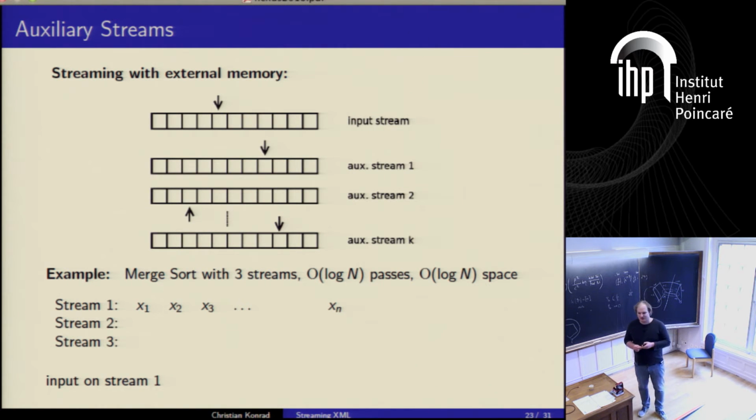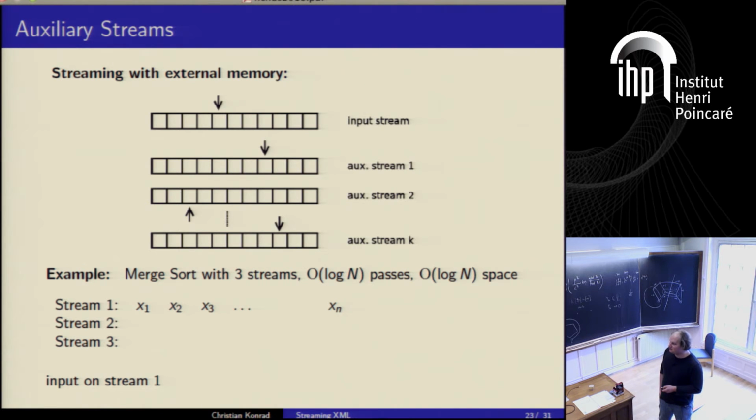If we look at a situation where we have an input stream, which will be our XML file, and then we have auxiliary streams onto which we can essentially write while we process the stream. And later on, we just read from the stream that we have temporarily written on. Then we have additional power and we can solve more problems. So here's an example. You can, for instance, implement merge sort with simply 3 additional streams, log n passes and log n space over the data.